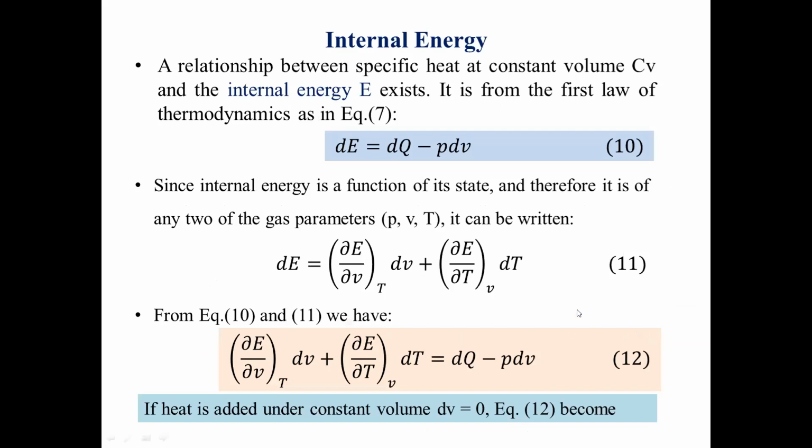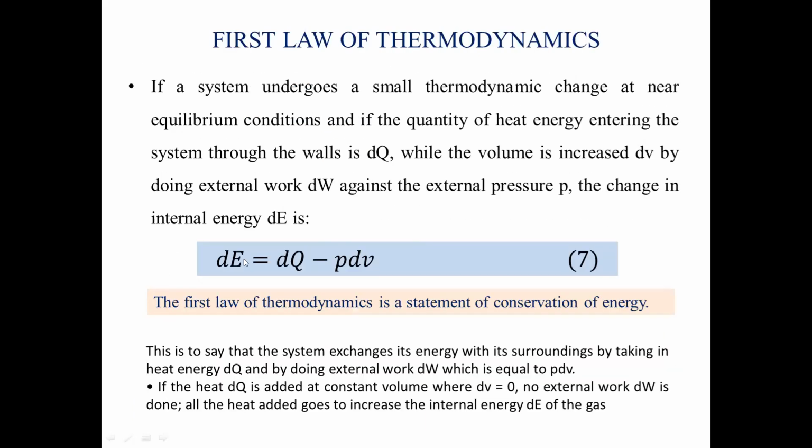What is internal energy now? The relationship between the specific heat at constant volume Cv and the internal energy E exists. So what is that relation? It is just from the first law of thermodynamics: dE equals dQ minus PdV. That is the first law of thermodynamics, already stated here.